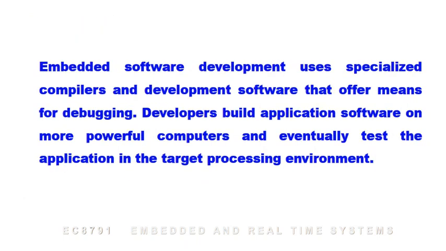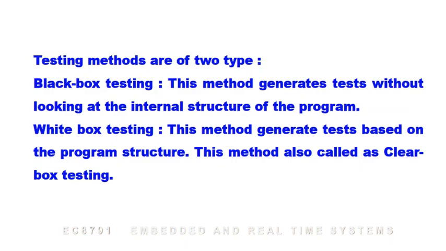Embedded software development uses specialized compilers and development software that offers means for debugging. Developers build application software on more powerful computers and eventually test the application in the target processing environment. Testing methods are of two types: black box testing and white box testing.